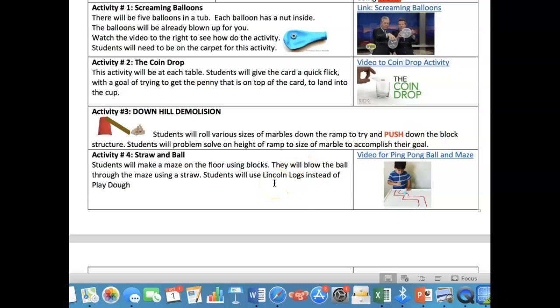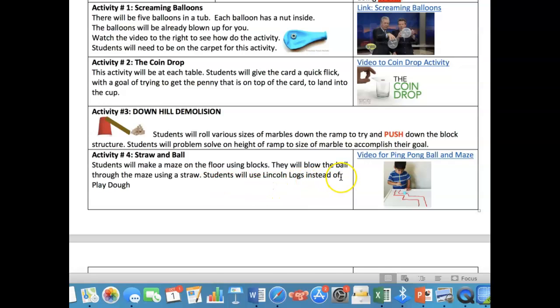And the last thing that they can do, if you have time, here's a video. This little boy here made a maze with Play-Doh. Then he has a straw, and he blows the ball through the maze. I'm going to put out Lincoln Logs instead of the Play-Doh. It's quicker, faster, not as messy, and they can build it quicker and larger. And this can be done on the floor. So if you have time, you can do this.